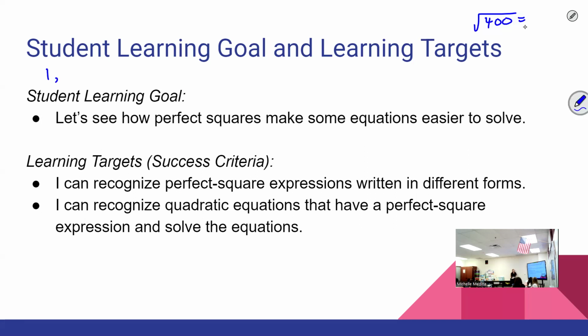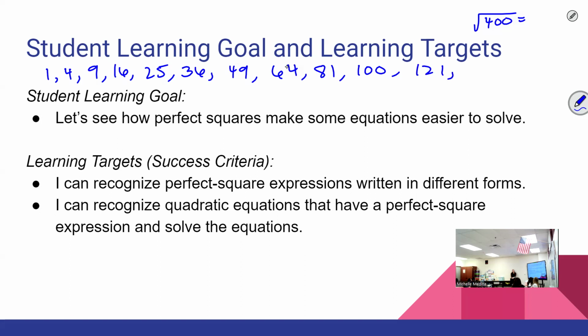2 squared is what? 3 squared is, 4 squared is, 5 squared, 6 squared, 7 squared, 8 squared, 64, 9 squared, 10 squared, 11 squared. Good, and 12 squared.